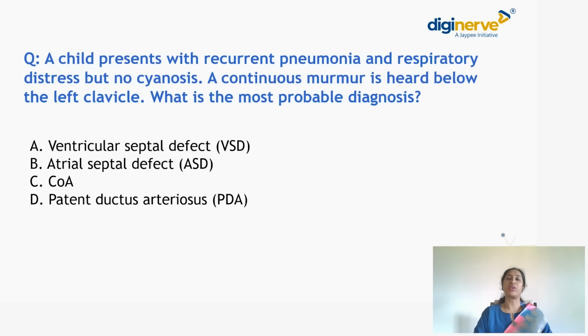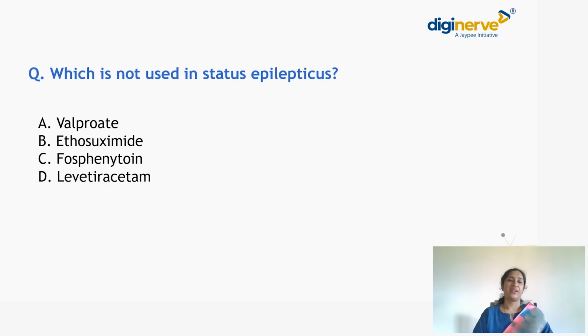Which is exactly what our question is. Our question said there is a continuous murmur beneath the left lung. So the correct answer is patent ductus arteriosus. Answer D, patent ductus arteriosus.